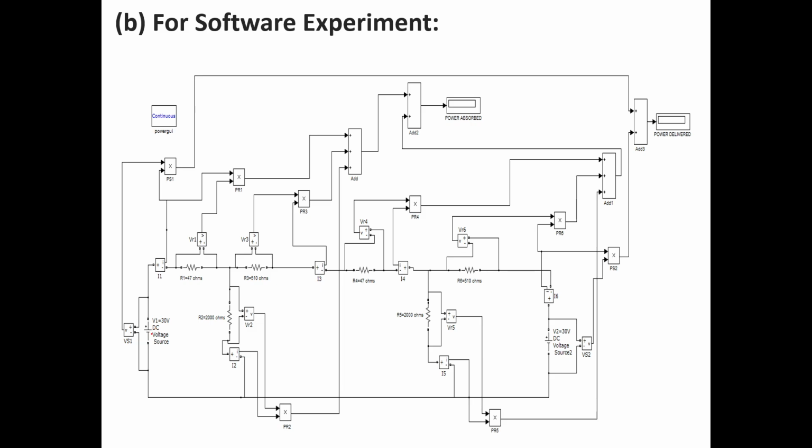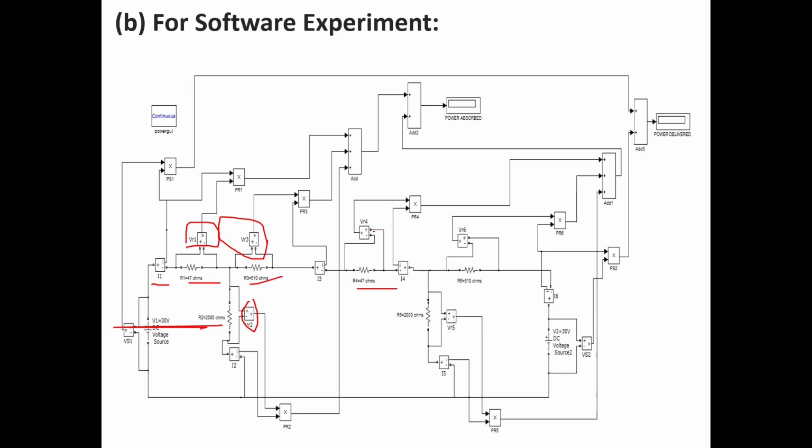And you can see in series to 47 ohms I have connected an ammeter. I should not say ammeter, because this is a MATLAB software experiment, so I have connected a current measurement element. Across 47 ohms connect a voltage measurement element. Across 510 ohms connect voltage measurement. Across 2000 ohms connect voltage measurement.